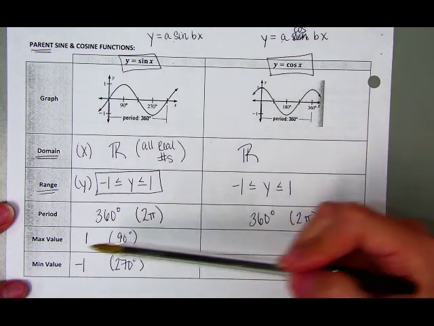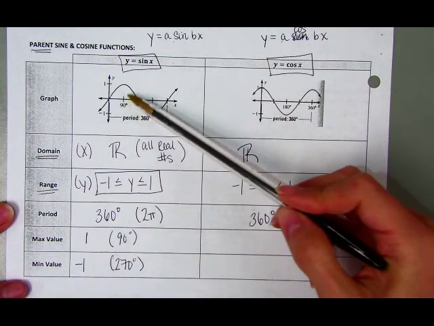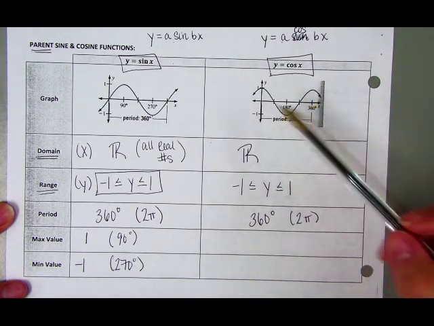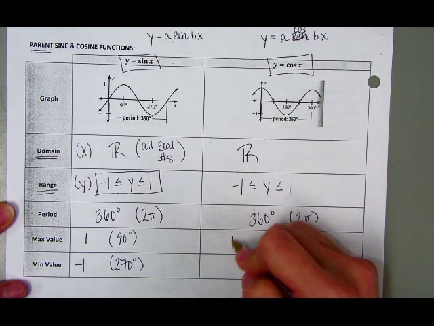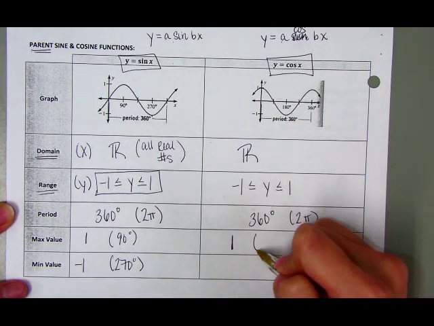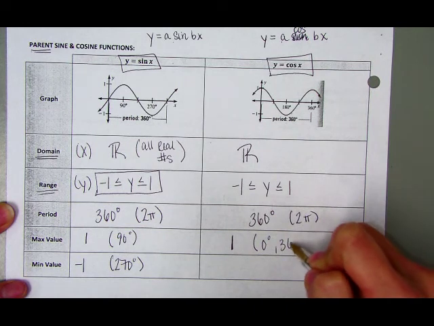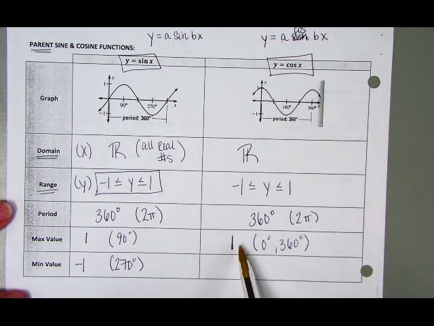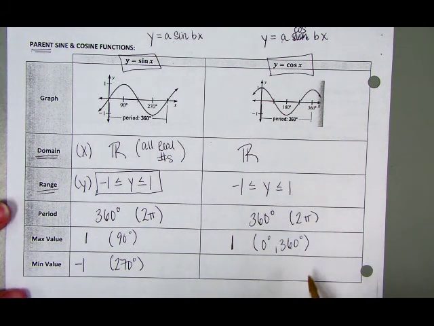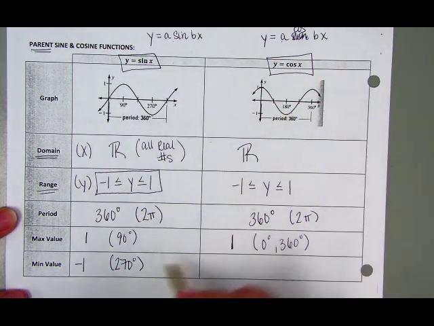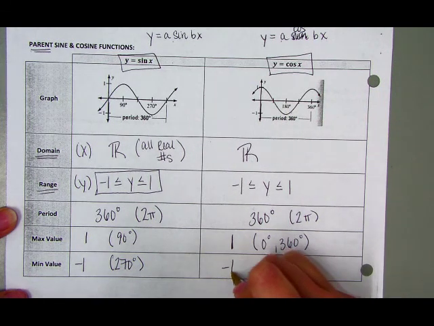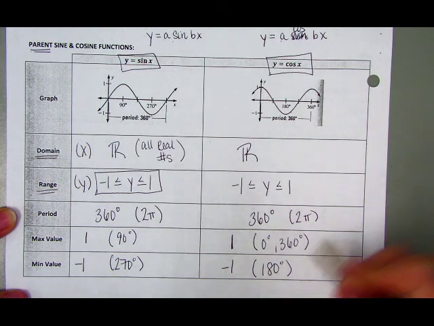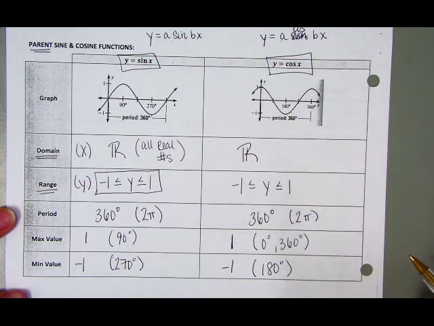A little bit different is I have 2 max values instead of 1. My sine graph only had 1 maximum. My cosine graph actually has 2. My maximum, though, for both of them happens to also be 1. This happens at 0 degrees and 360 degrees. If you remember again, 0 degrees and 360 degrees are coterminal. I have 1 minimum for cosine, just like my sine, and that happens at -1. And that happens at 180 degrees for my minimum value.